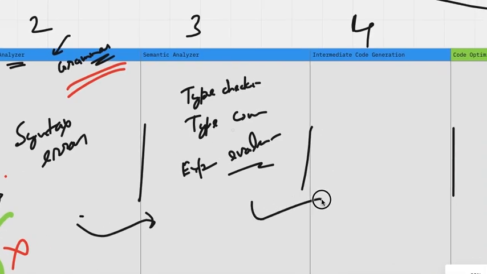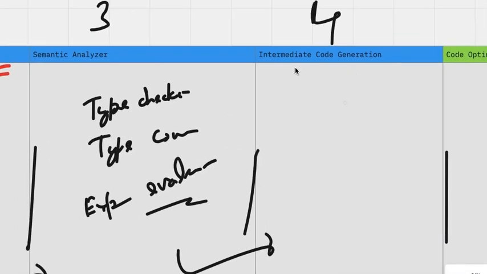Then information is passed to the next phase, which is called intermediate code generation, where the intermediate codes are generated. These codes are similar to the machine code but are not very specific to any target machine. So that's why these codes are called intermediate code.